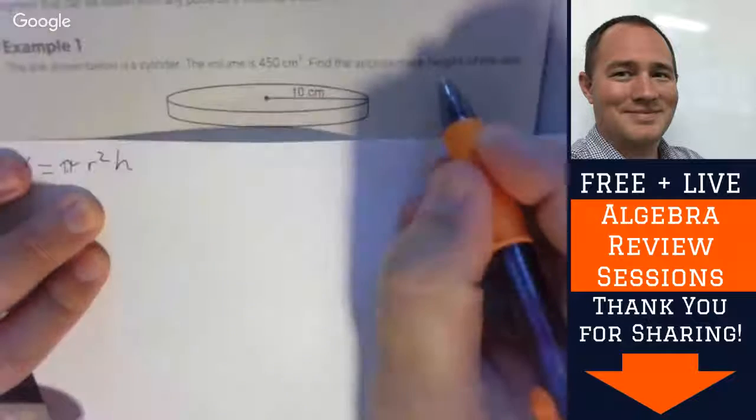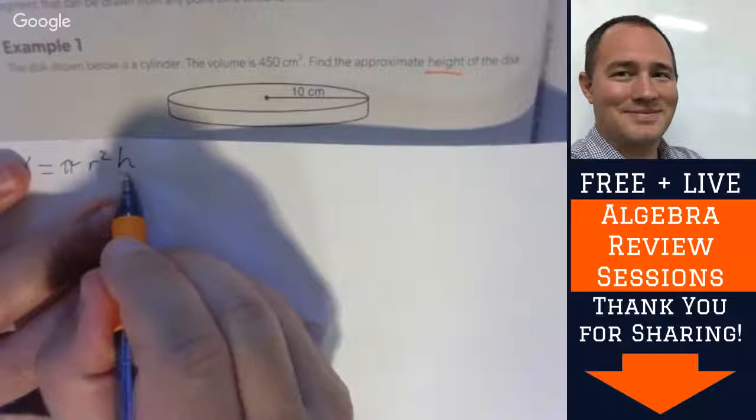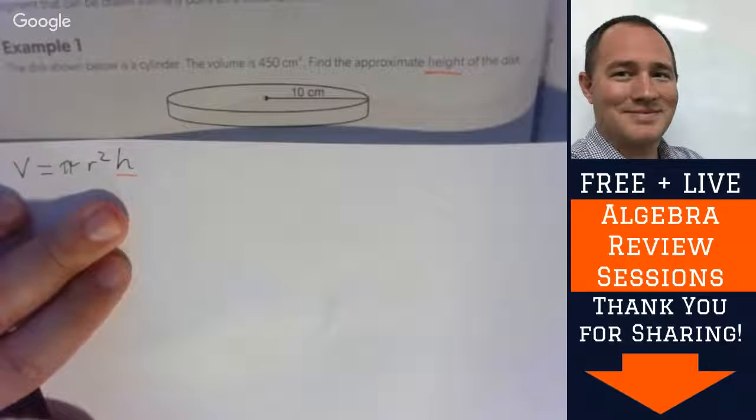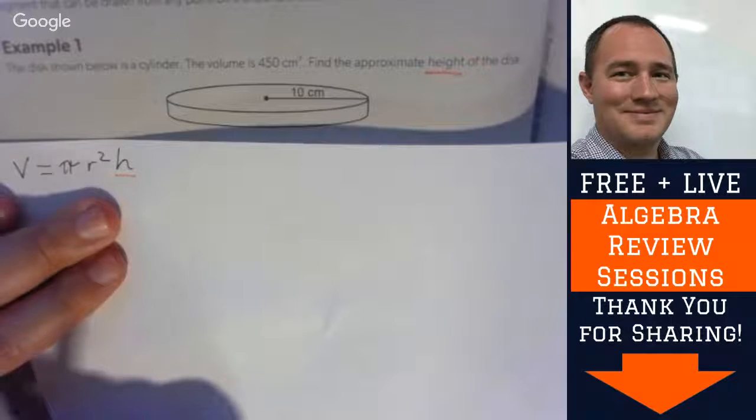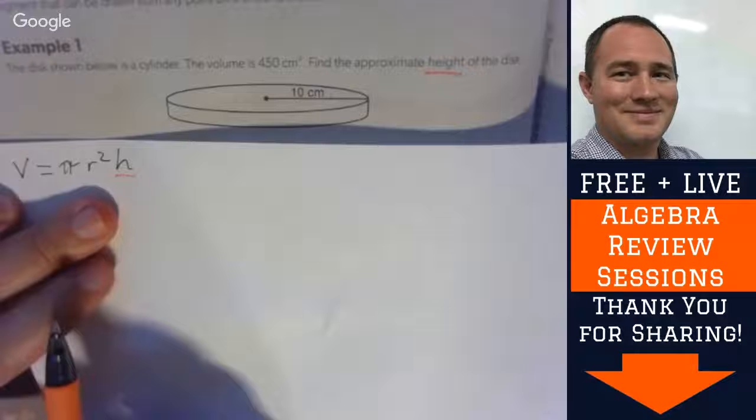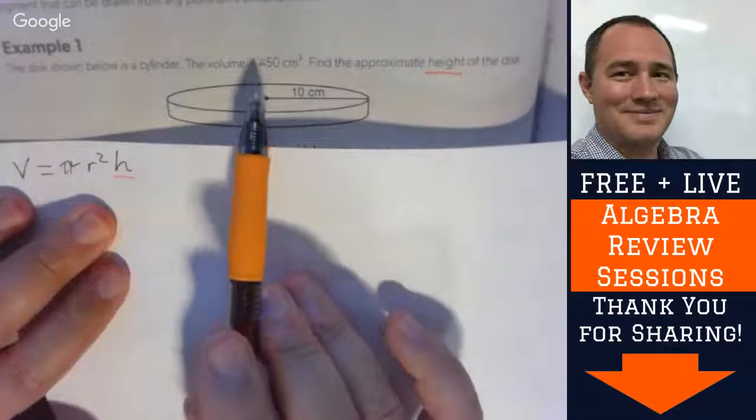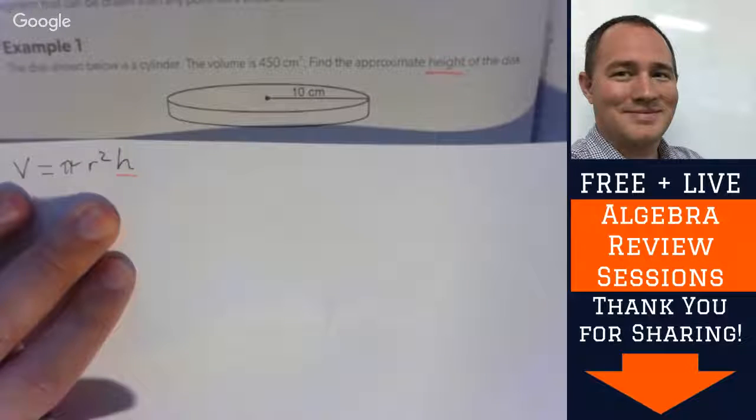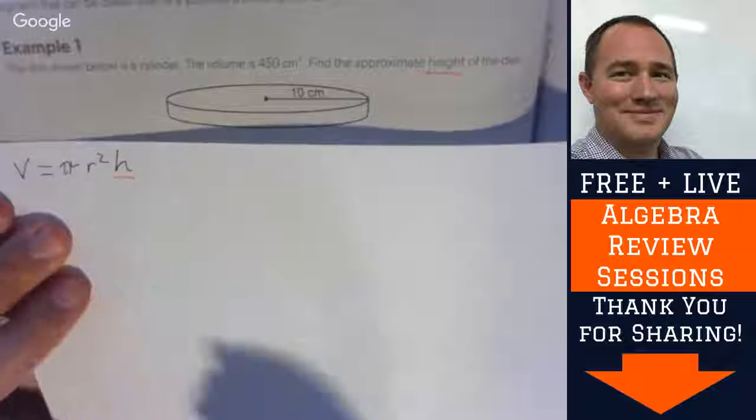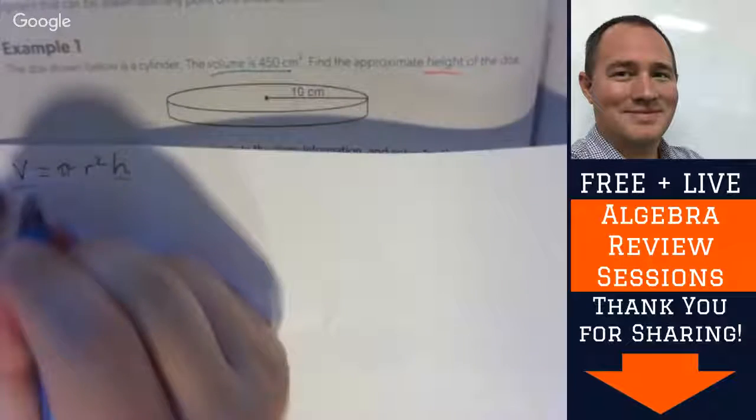So maybe I'll go ahead and underline height in orange, and that's what we're trying to find. Now we need to find in this problem two more pieces of information in order to find what height would be. And to do that, let's see if we can pull some more information out of the question. It's actually telling us here that the volume is 450. Maybe we'll do blue volume. So it tells us the volume is 450. So we're going to plug that in there.